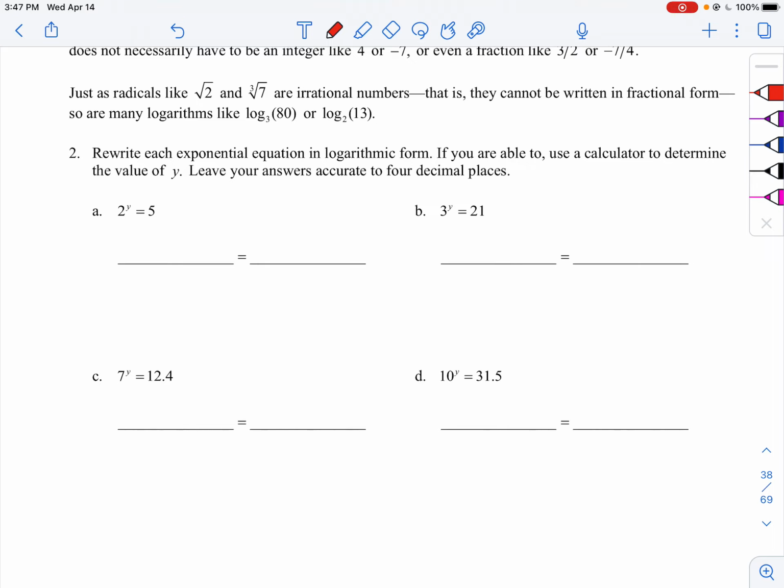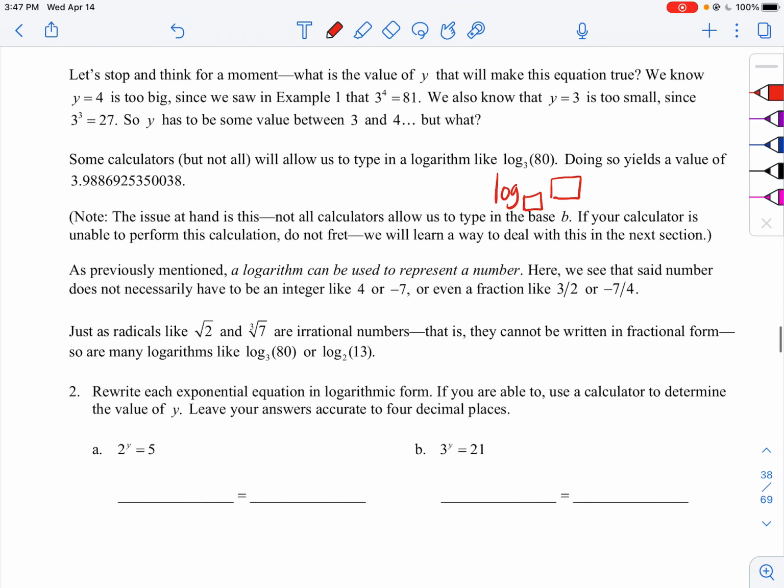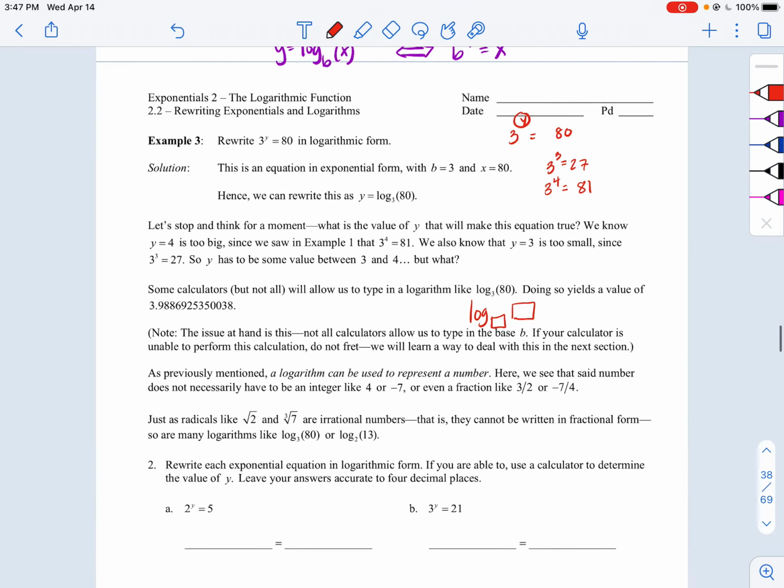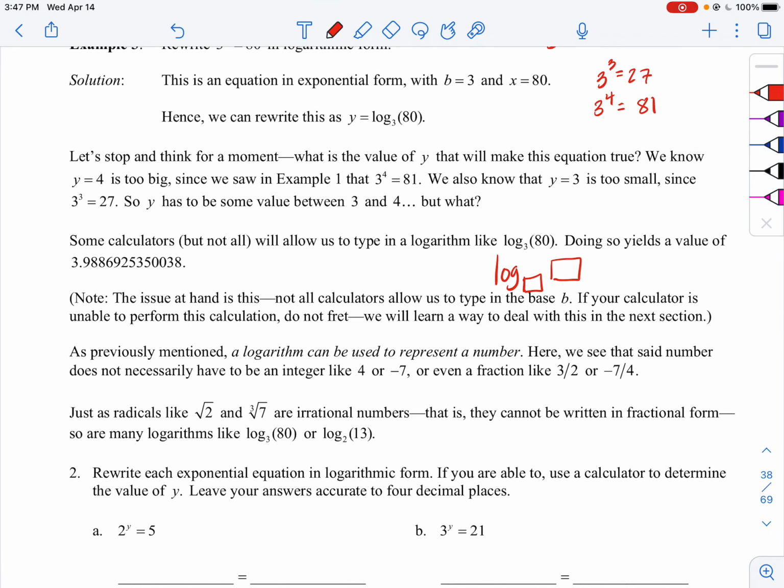Okay, so here's the thing. Again, not all calculators will be able to solve this one right here. So actually, the y value would be this one, right? 3.988, that is too many decimals. So if you do 3 to the power of this number, you'll get 80. But then trial and error would take you super long hours, maybe days, to actually know what that number is. Okay, so we're going to use log.